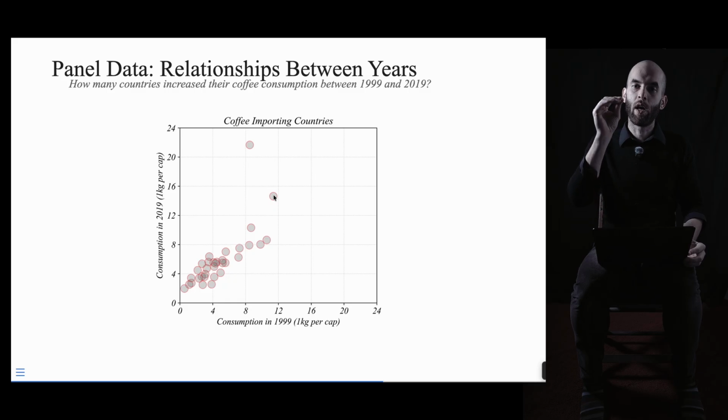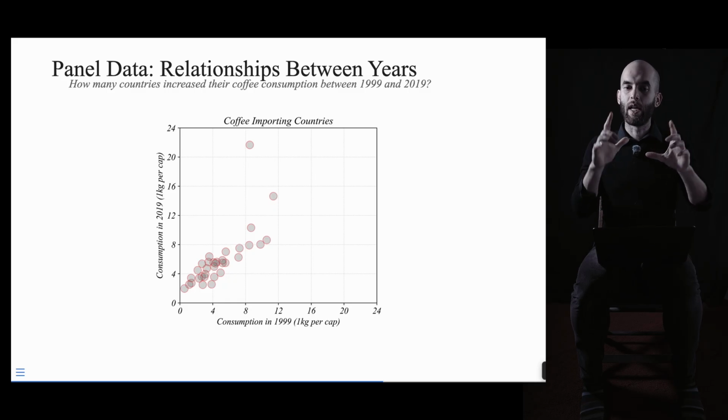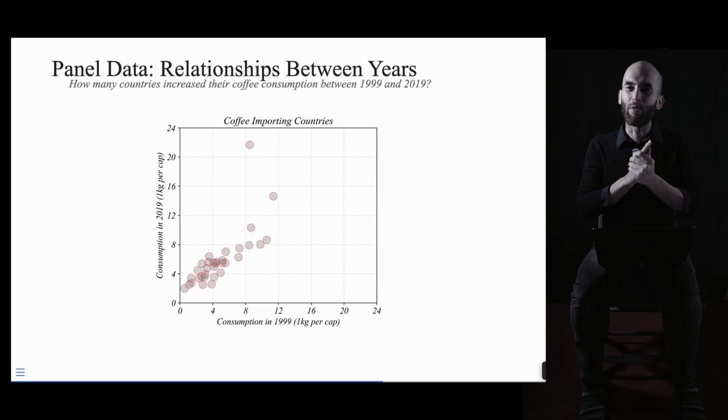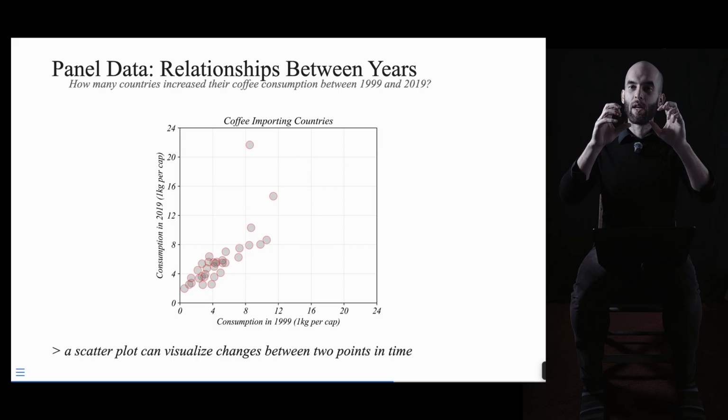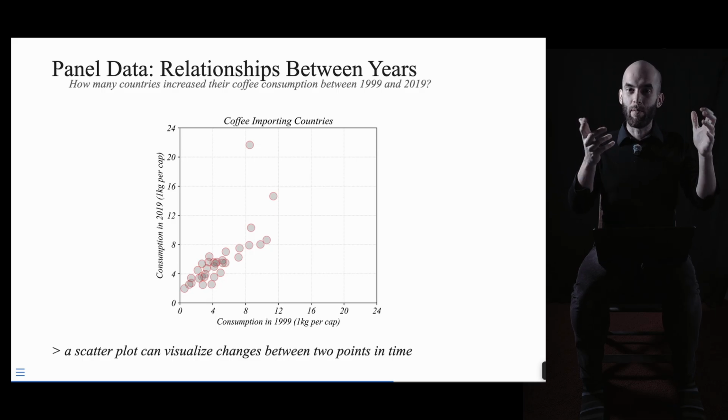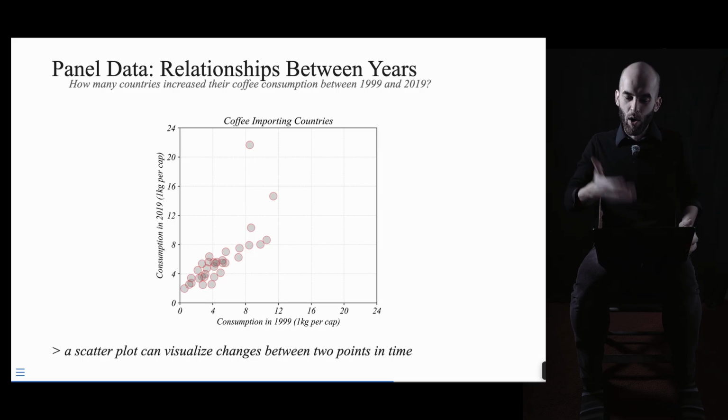So a position on the two-dimensional plane is encoding coffee consumption per capita at 2 different times, one for the x dimension and one for the y dimension. And this allows us to see relationships between changes through time for many countries. So I have all 34 countries visualized on this scatter plot.